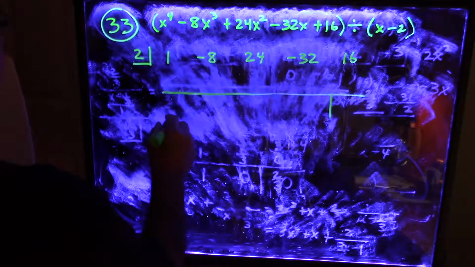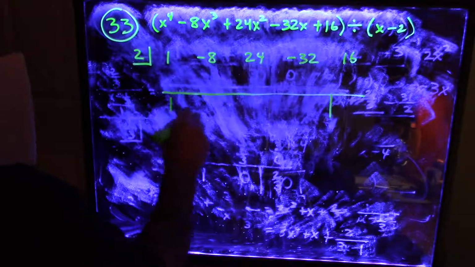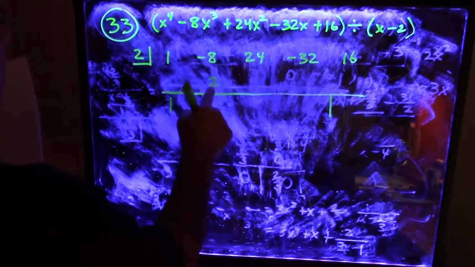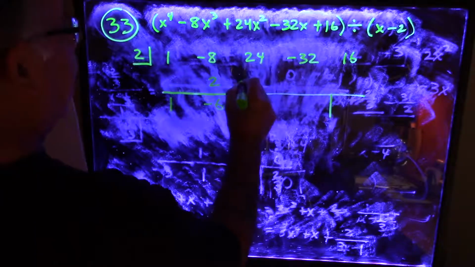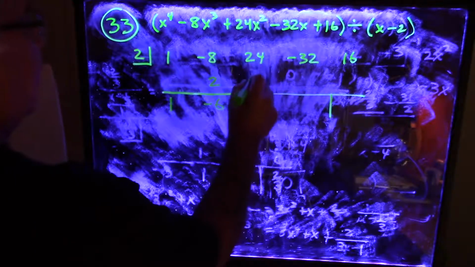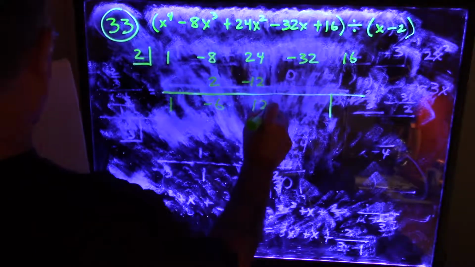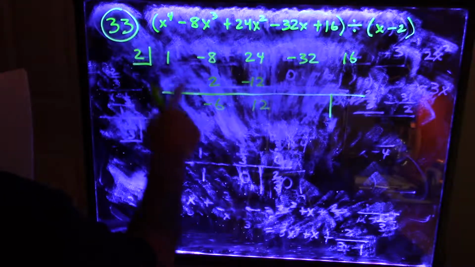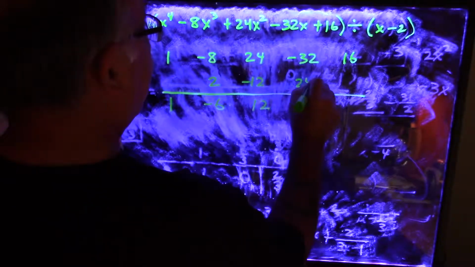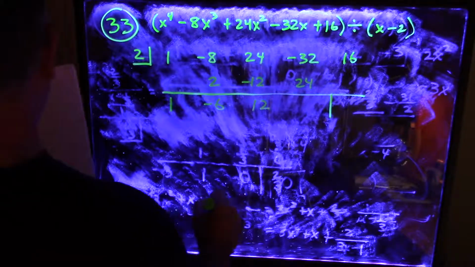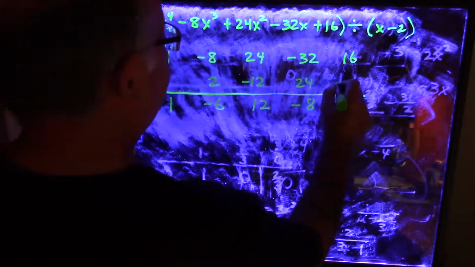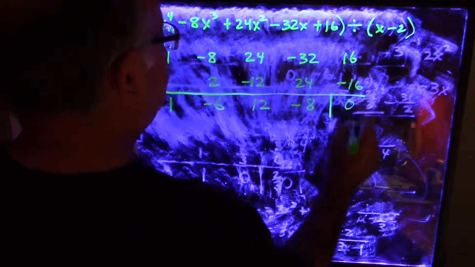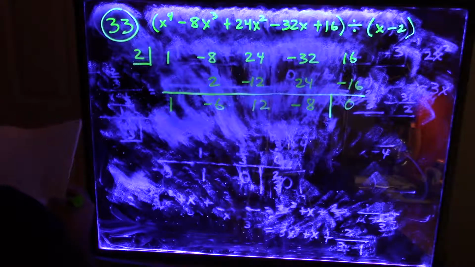Alright, so you bring down the 1. 2 times 1 is 2. Negative 8 plus 2 is negative 6. 2 times negative 6 is negative 12. 24 minus 12 is 12. And then 2 times 12 is 24. 24 minus 32 is negative 8. 2 times negative 8 is negative 16, and those add up to 0. So there's a 0 remainder.